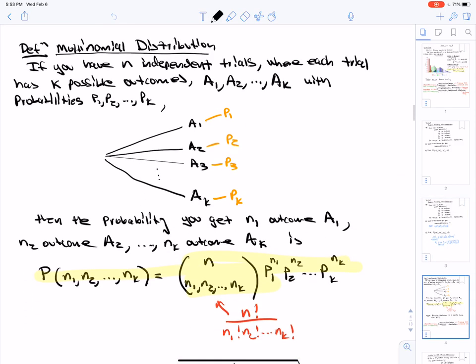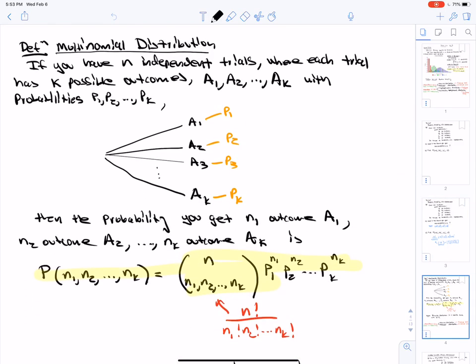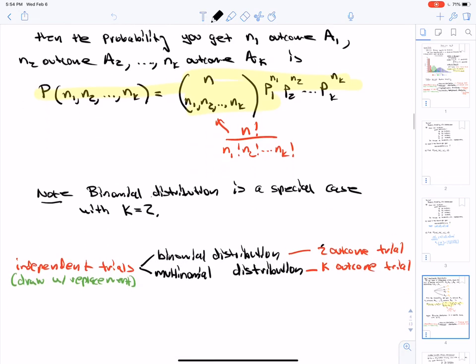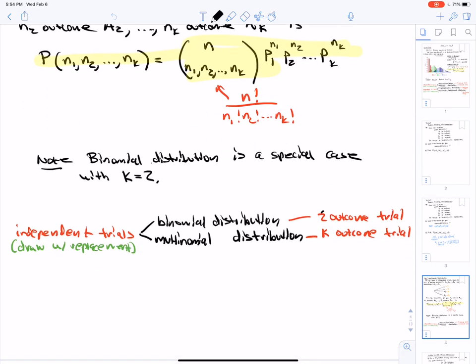So the definition of the multinomial distribution: if you have n independent trials where each trial has k possible outcomes, a1 to ak, with probabilities p1 to pk, as shown here, then the probability you get n1 outcome a1 to nk outcome ak is n choose n1 to nk times p1 to the n1, p2 to the n2, pk to the nk. So this just generalizes what we just did above. Once again, the binomial distribution is a special case with k equals 2, and we've been dealing with the case where we have independent trials.